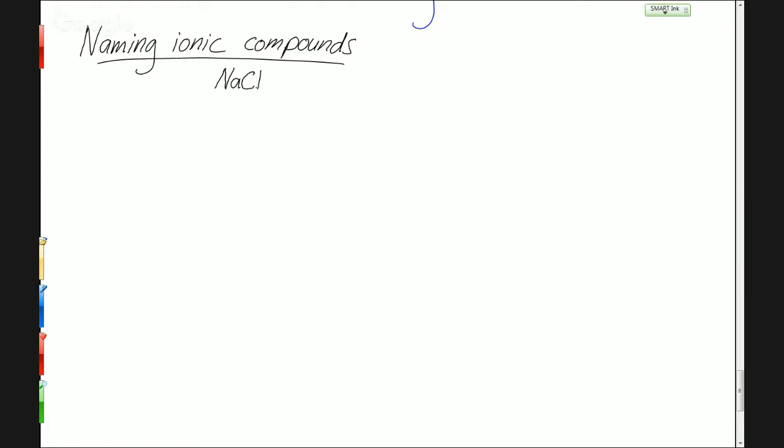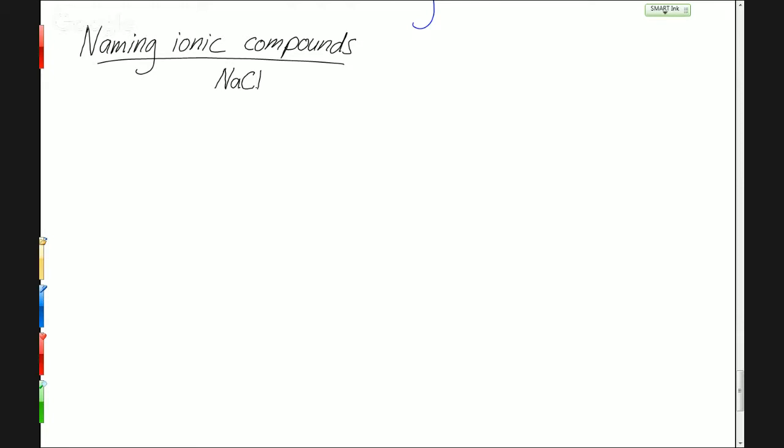NaCl. We've talked about this a bunch this year so far, and you've probably seen it in the past. What's the name of that? Sodium chloride. So if you assume that that is representative of all ionic compounds, which it kind of is, what rules are you using to go from the names of the elements to that name? In other words, what's changing or not changing?